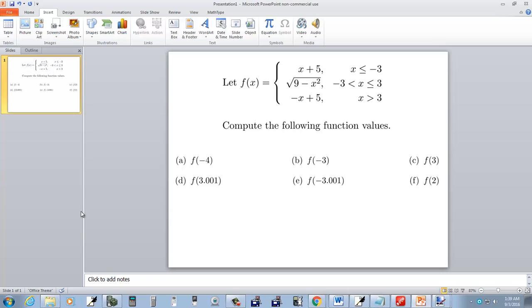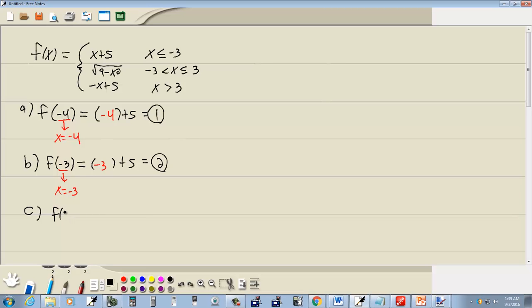Now C. We've got f of 3. And again, whatever's inside your parentheses here is your x. So they're telling us x is 3. Now I'm going to mentally plug this into the conditions over here. So I'll put 3 here. Is 3 less than or equal to negative 3? No, it isn't. If I plug into this last piece, is 3 greater than 3? No, it isn't. Then if I put 3 into this middle one, is negative 3 less than 3 less than or equal to positive 3?